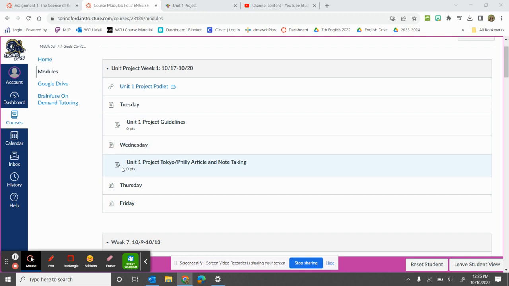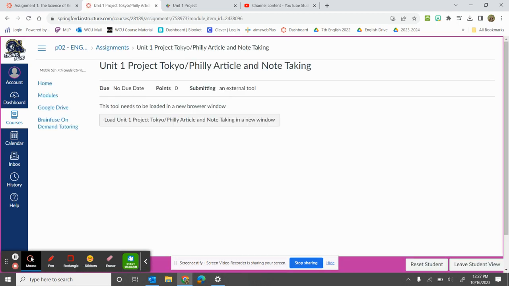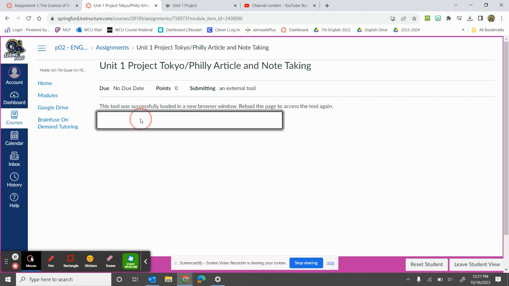So, what we're going to do, and since today is Wednesday, it's going to be under Wednesday, we're going to spend the next 2 or 3 days working on the research part of our project. So in the module, go ahead and click on Unit 1 Project, Tokyo, Philly article, and note taking. We're going to open it up in a new window.